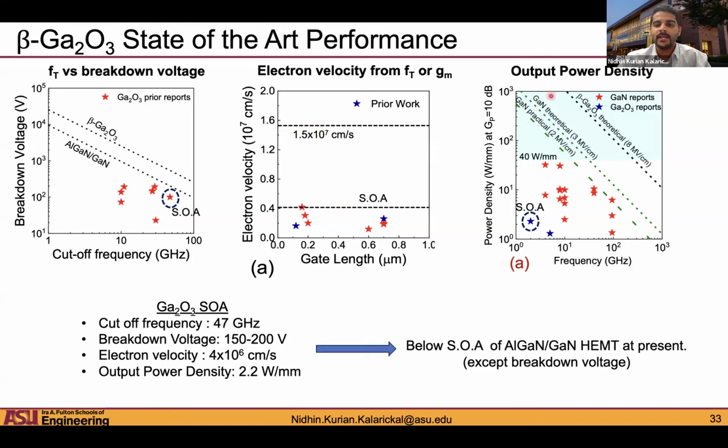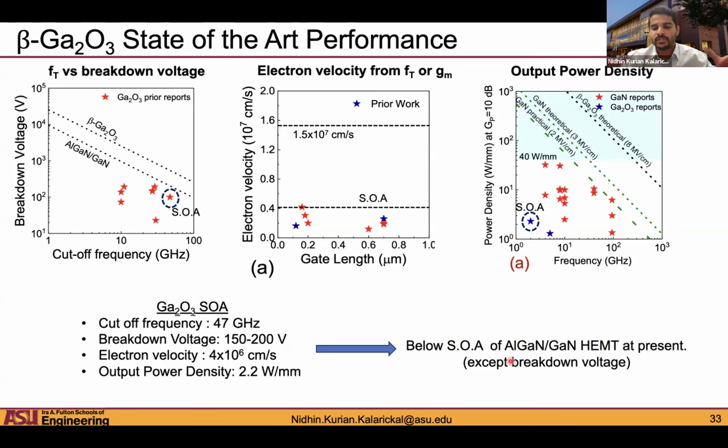Okay. The plot on the right is showing the output power that's been reported. This is power density as a function of frequency. The red ones are actually gallium nitride reports. So you can see, these are state-of-the-art reports from gallium nitride, and the blue dots are gallium oxide. The state-of-the-art is only around 2 watts per millimeter, and that too at 2 gigahertz. So it's well below that of aluminum gallium nitride HEMT at present at least.